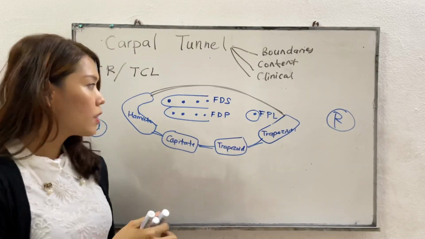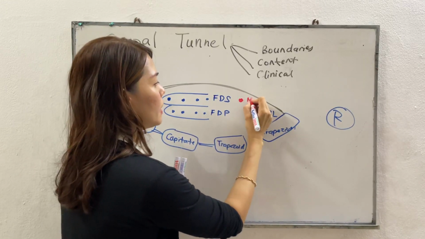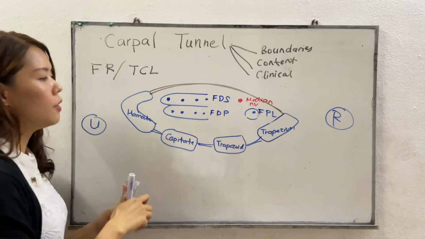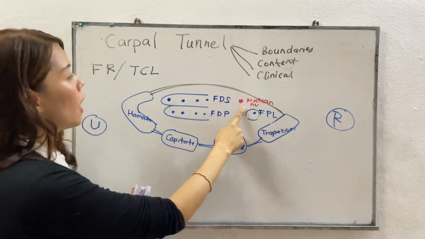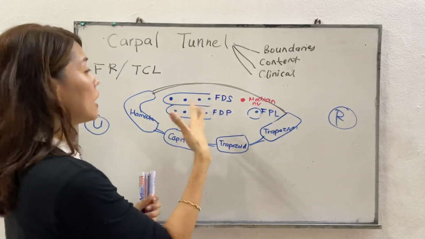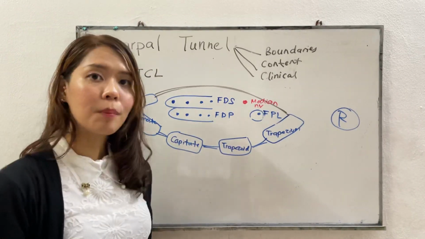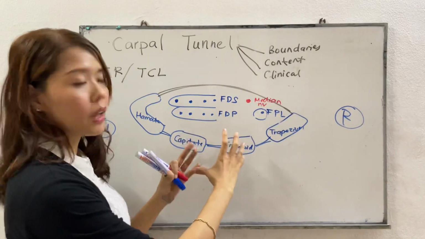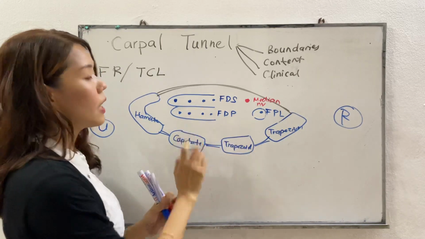Now the third content, which is the most important one, is the median nerve. Okay, so the median nerve is the third content of the carpal tunnel. One of the usual clinical conditions related to the carpal tunnel is carpal tunnel syndrome. This happens when there is a decrease in size of the carpal tunnel, or an increase in size of the structures inside the carpal tunnel.